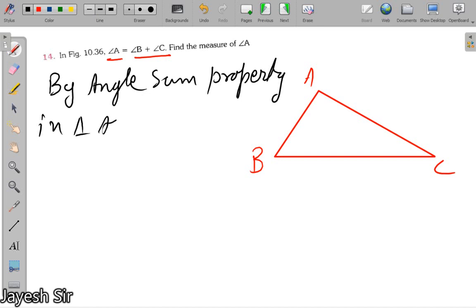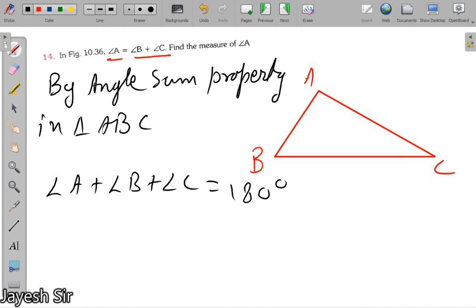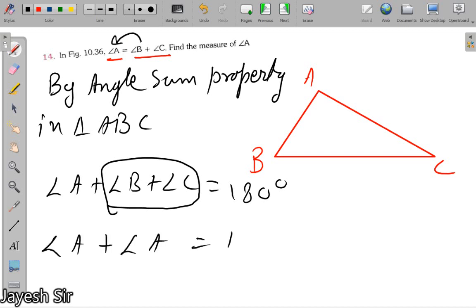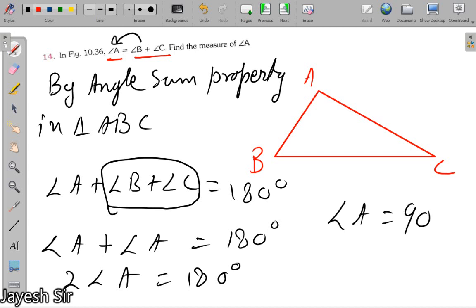In triangle ABC, you have angle A plus angle B plus angle C is equal to 180 degree. Now angle B plus C is given to you as angle A. So angle A plus angle A, twice of angle A, is equal to 180 degree, and then you can easily find out the value of angle A is 90 degree. I have skipped some steps here. I hope you do all the steps and you understand the question well. It is quite an easy question to understand.